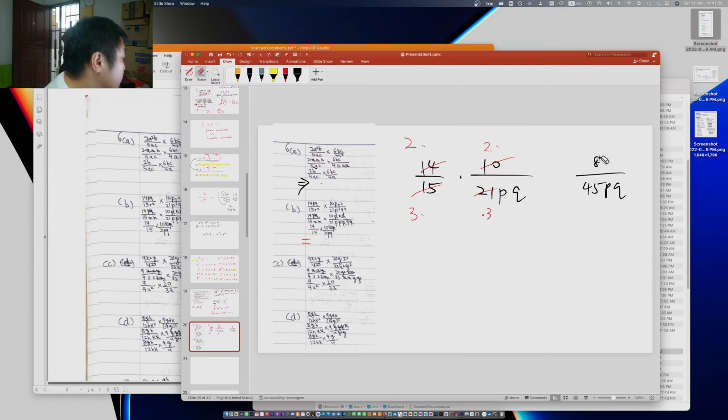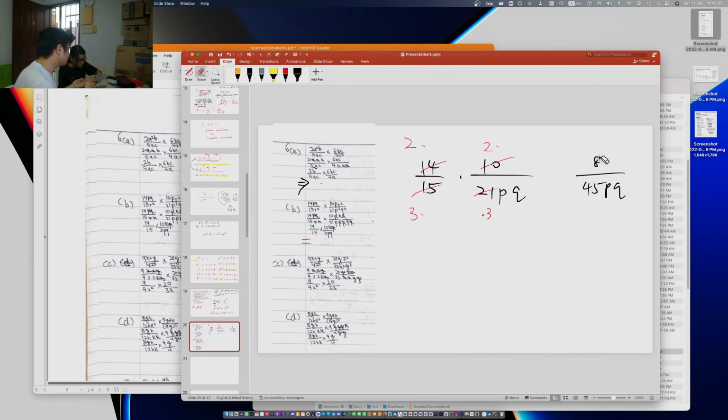How do you end up with 8? How do you end up with 8? It's a mess. I can't even read your own handwriting. You can't even read your own handwriting.